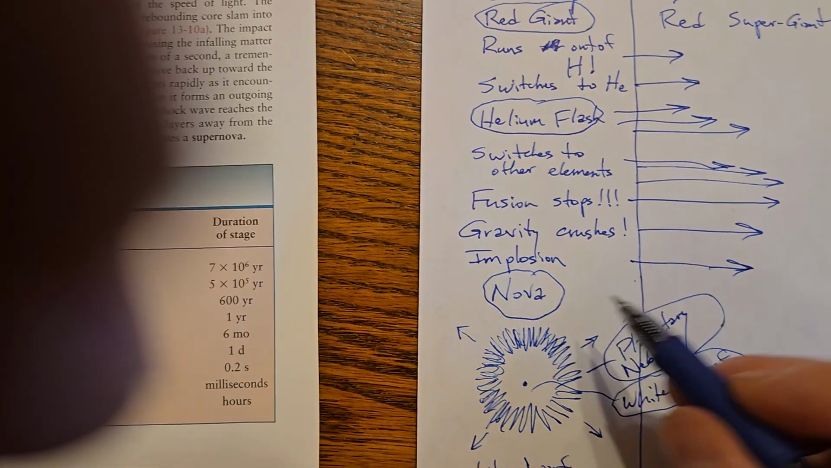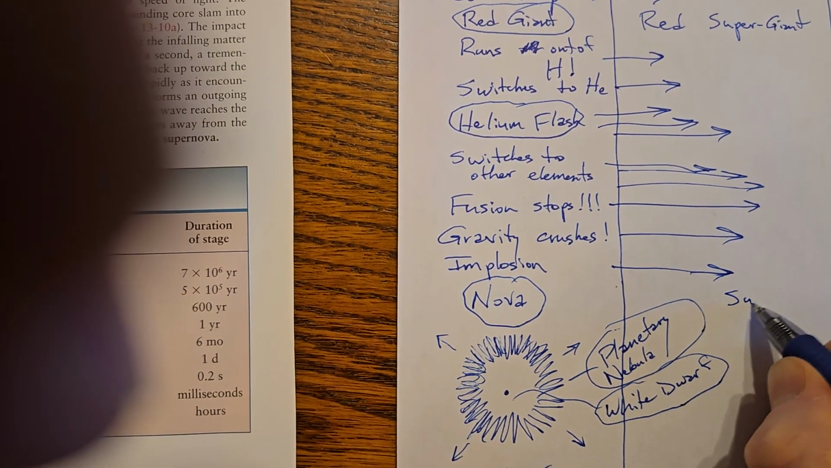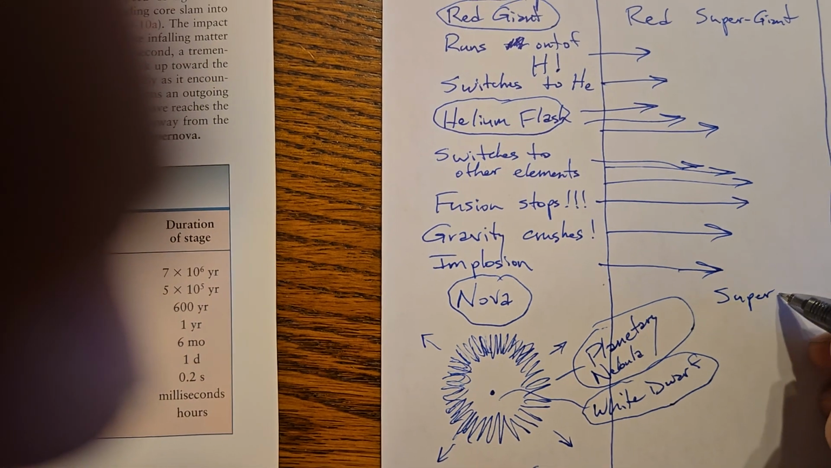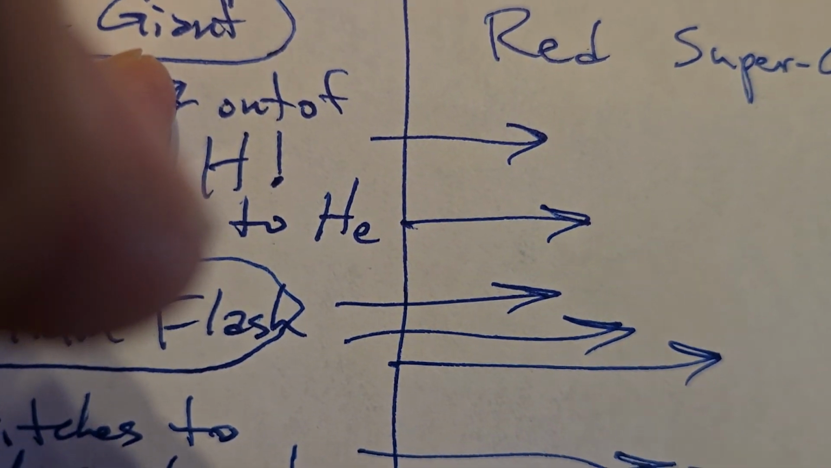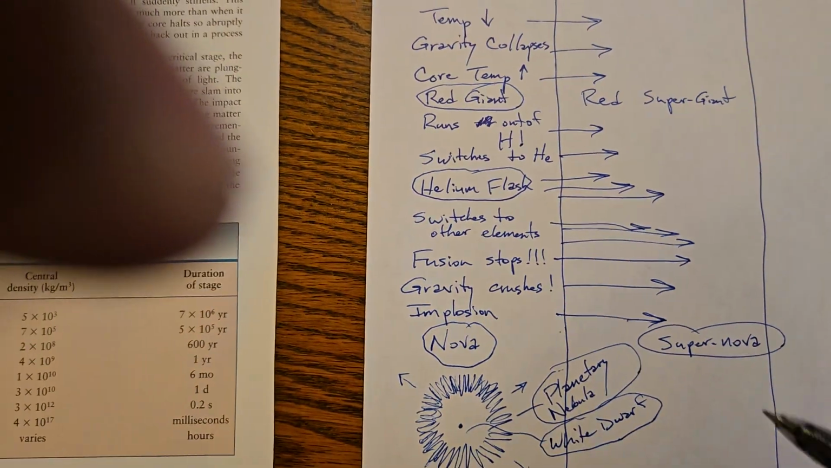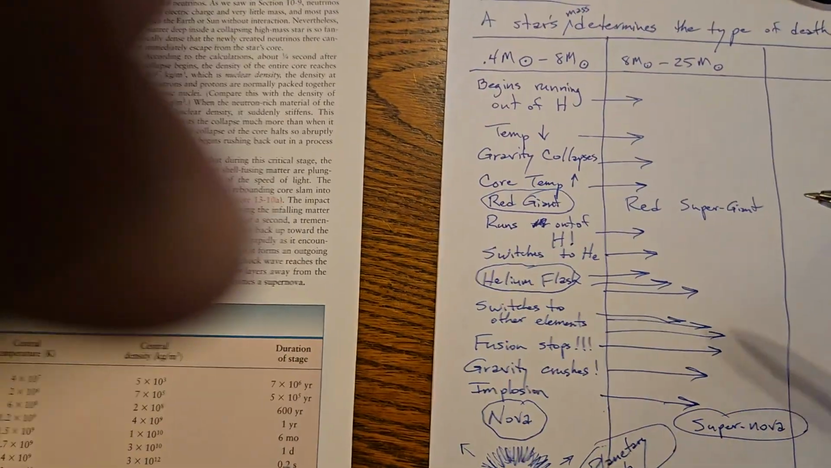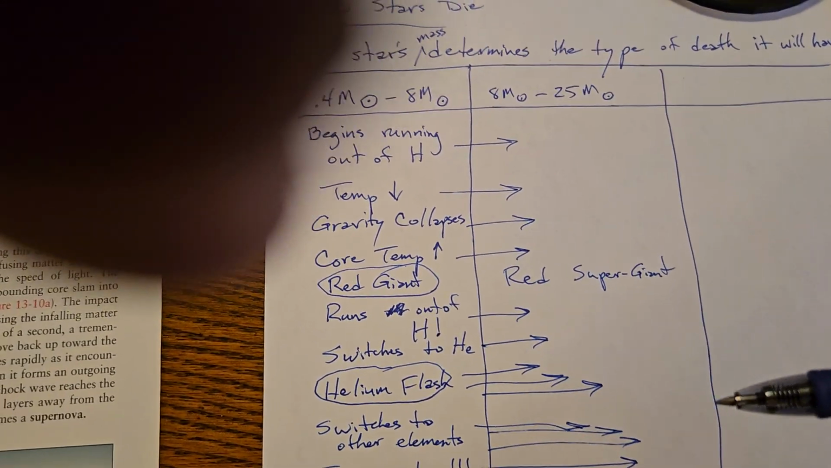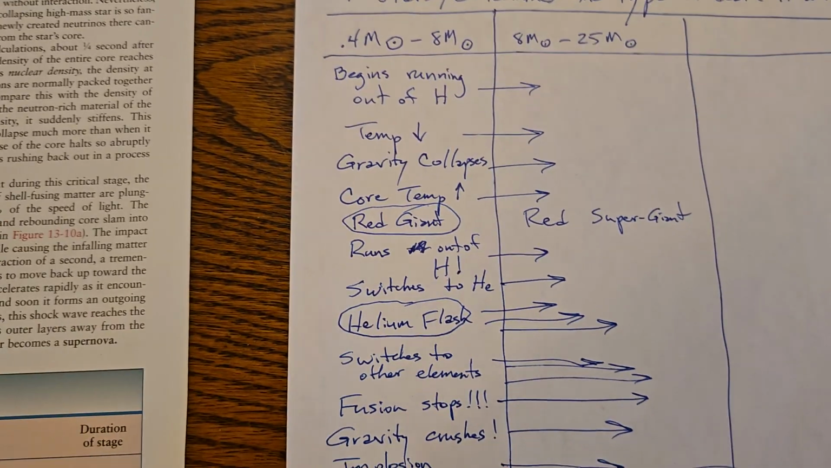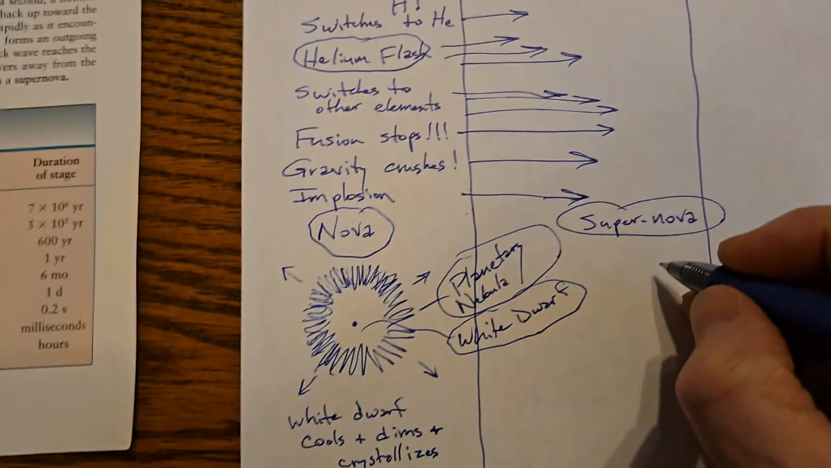What would be bigger than a nova? A supernova. I'm going to circle that. Okay. Now, the bigger they are, the harder they fall. The bigger they are, the worse the explosion when they go boom. Okay. So watch what happens here.